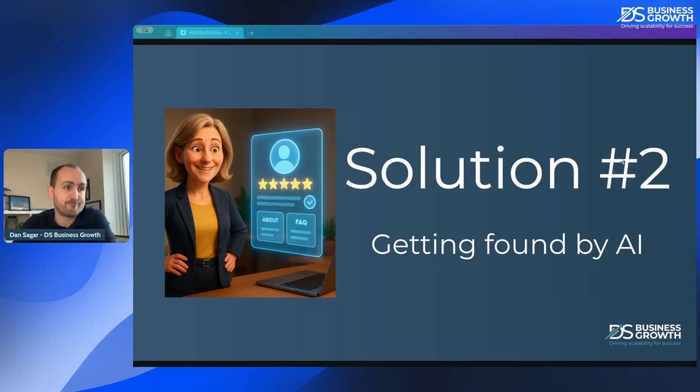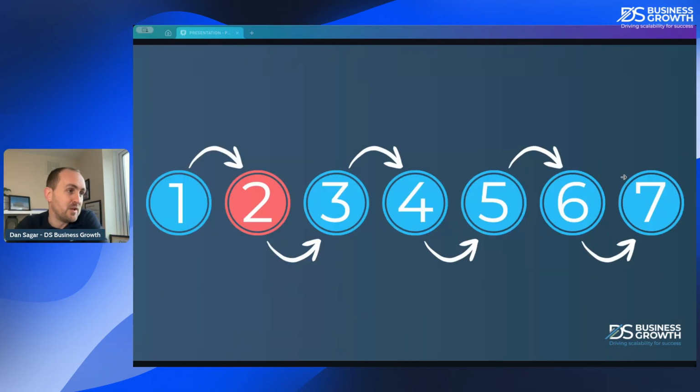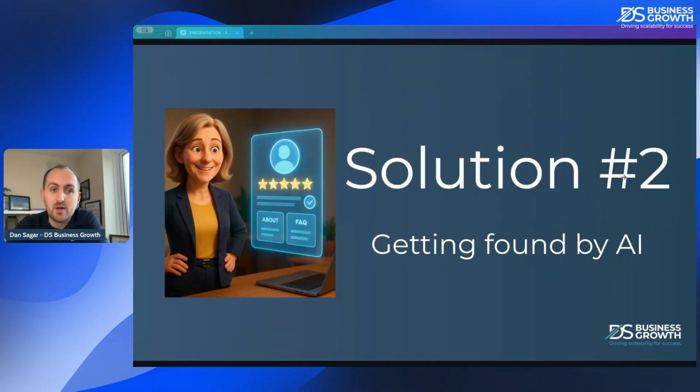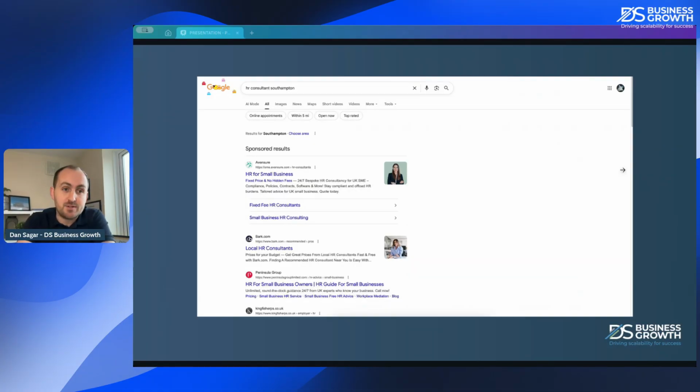So now we're going to look at solution number 2, which is getting found by AI. In this situation, Sally's got her website up and running, but she wants to be found. This is the current situation whenever we look for something. And the example I give here is searching for an HR consultant in Southampton.